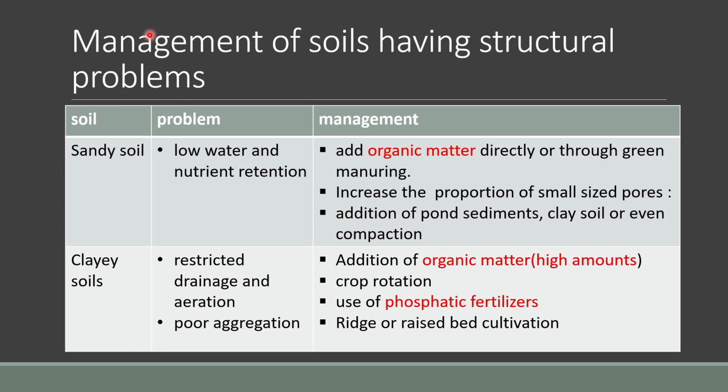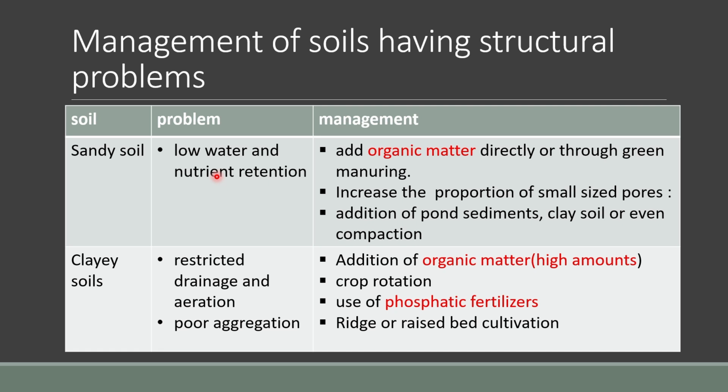Now we can see how we will manage soils having structural problems. First, sandy soil. What is the structural problem in sandy soil? It has low water and nutrient retention. You know the reason. It has more macropores and fewer micropores. If there are more micropores, there can be nutrient and water retention.